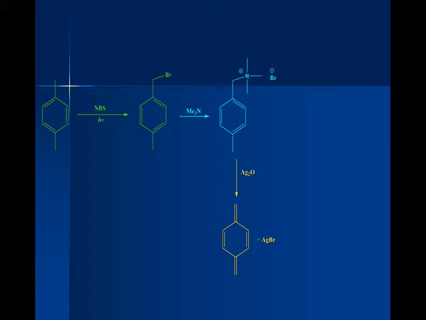Nope, just one's brominated, right? But the hydroxide actually attacks this hydrogen, and those electrons go in and kick out the leaving group, and you end up with this system, okay? It's called an extended Hofmann elimination.